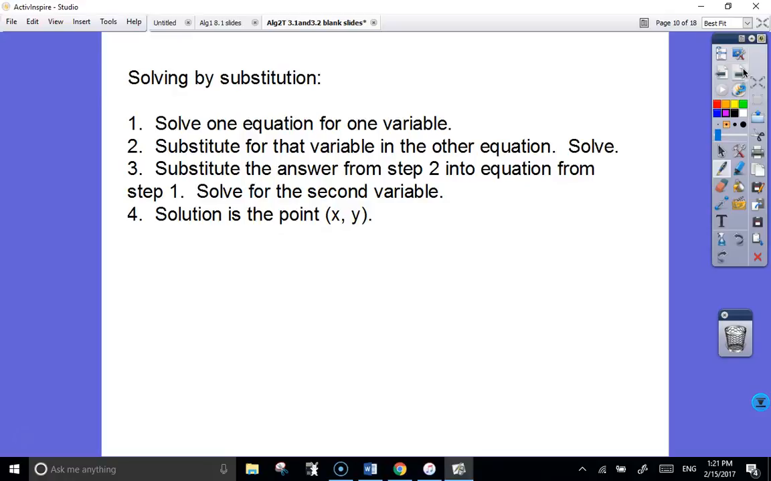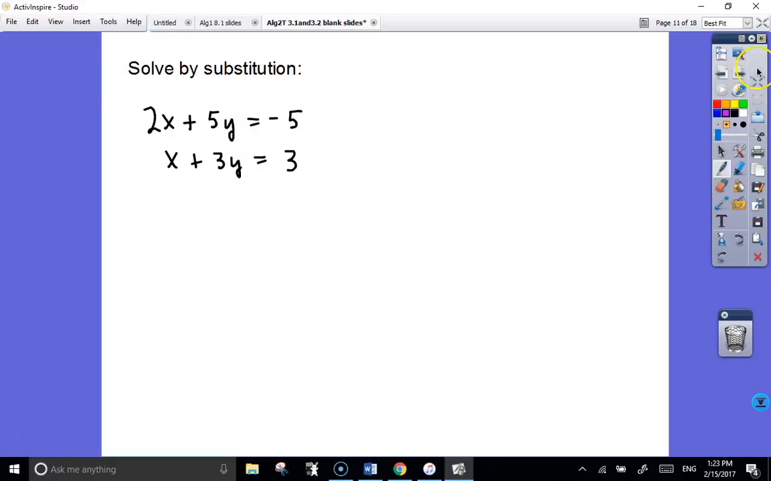We'll practice it a couple times and you'll see. Right, the solution is a point, x, y. So solve by substitution. First step, solve one of those equations for one of those variables. Right? You can solve for either variable in either equation and be right. But sometimes there's an obvious choice.